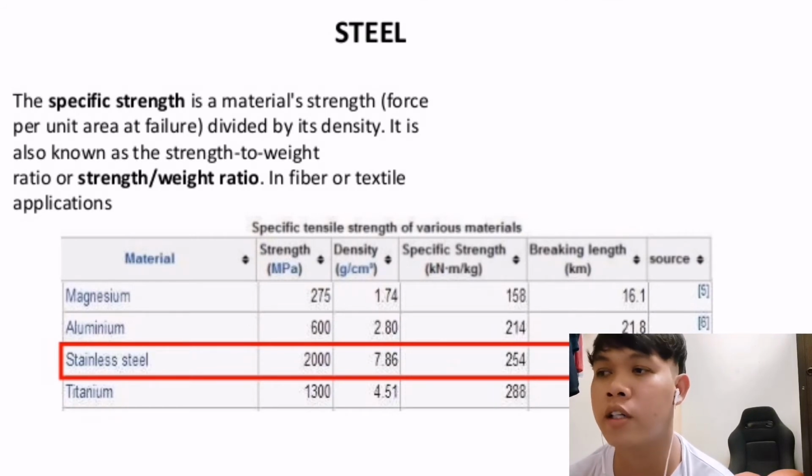The specific strength is the material strength, force per unit area at failure, divided by density. It is also known as the strength to weight ratio, or strength weight ratio, in fiber or textile application, as you can see in the schedule that has been given.